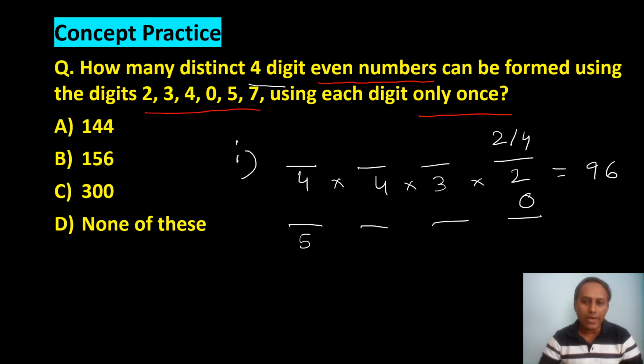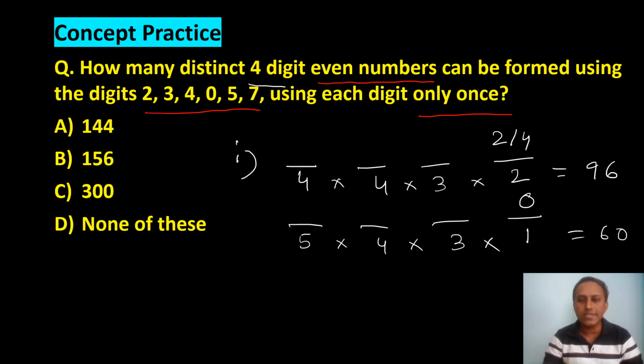Now when 0 is at the last place, that is, the last place is filled with only 1 digit, one option. The first place can be filled in 5 ways. The next place then 4 ways. The next place then 3 ways. So total how many? 5 into 4, 20, into 3, 60.